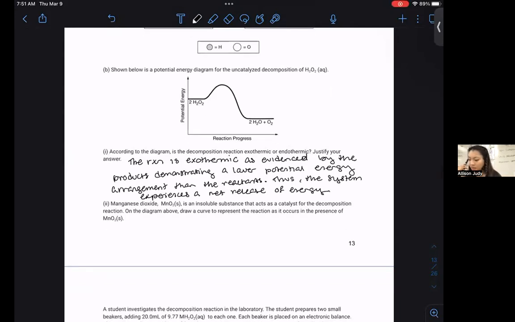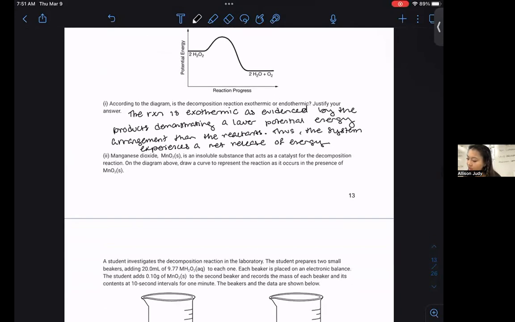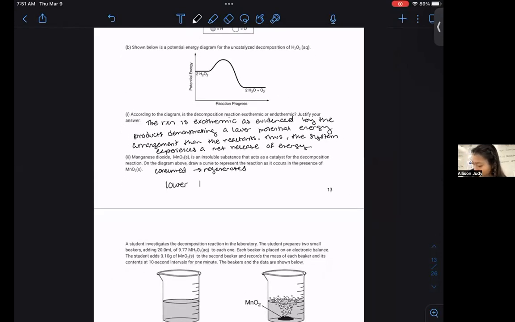Okay. Manganese dioxide, MnO2, is an insoluble substance that acts as a catalyst for the decomposition reaction. So remember, catalysts are consumed and then regenerated or produced. On the diagram above, draw a curve to represent the reaction as it occurs in the presence of MnO2. Remember, catalysts always lower the activation energy by offering an alternate route, an alternate mechanism.